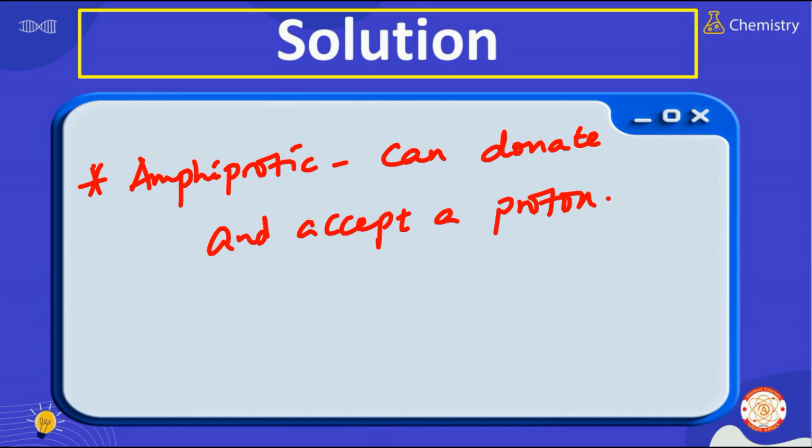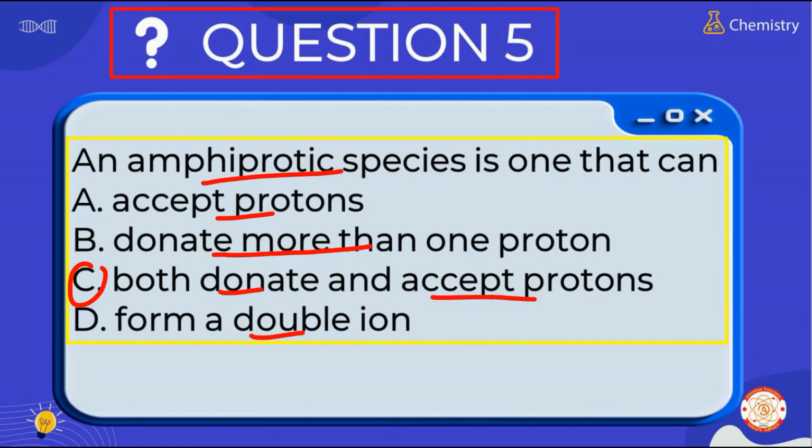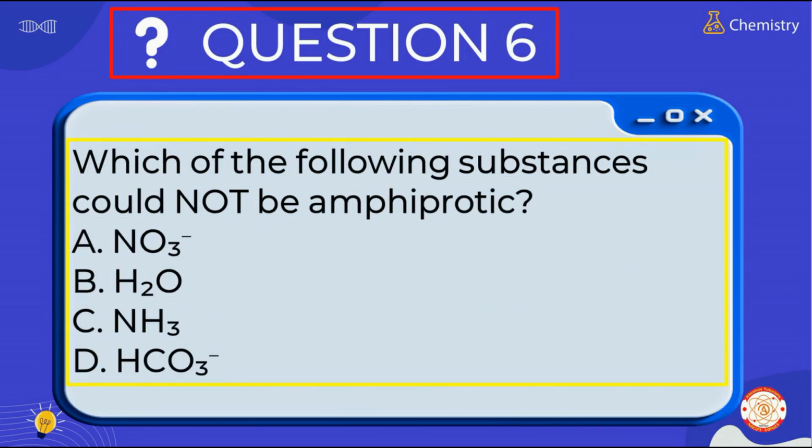Question number 6: which of the following substances could not be amphiprotic? Okay, so we have already defined amphiprotic as a substance that can both donate as well as accept protons, right? Therefore, let us start from D.